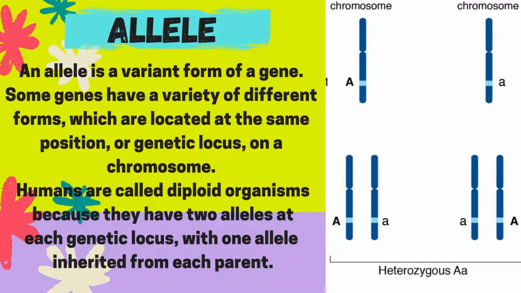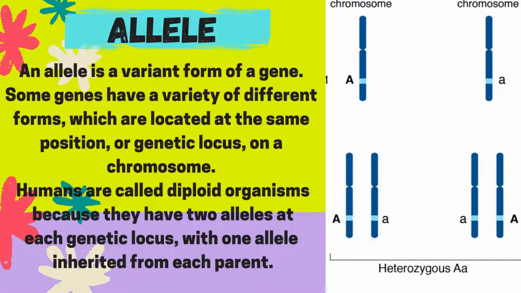An allele is a variant form of a gene. Some genes have a variety of different forms, which are located at the same position or genetic locus on a chromosome. Humans are called diploid organisms because they have 2 alleles at each genetic locus, with 1 allele inherited from each parent.